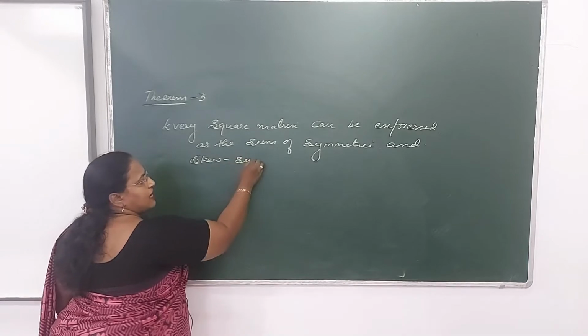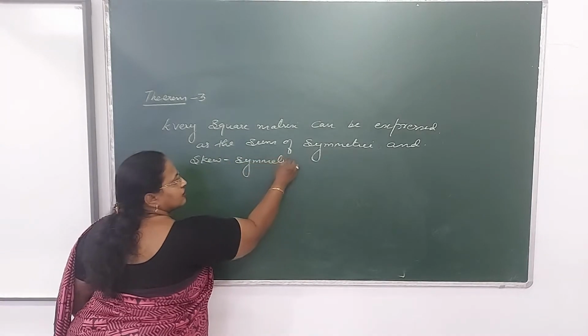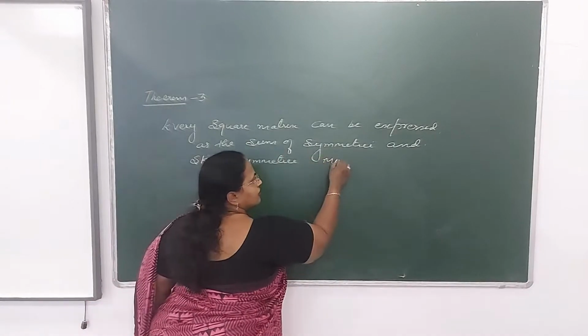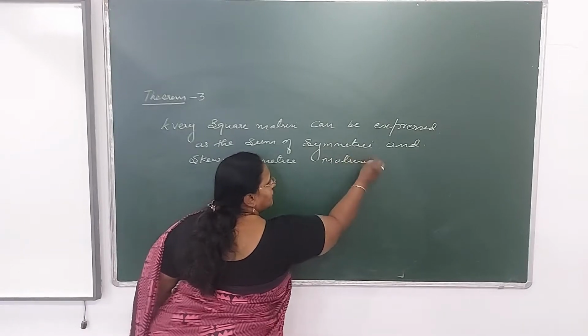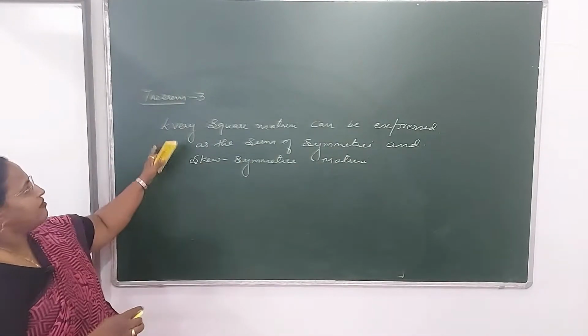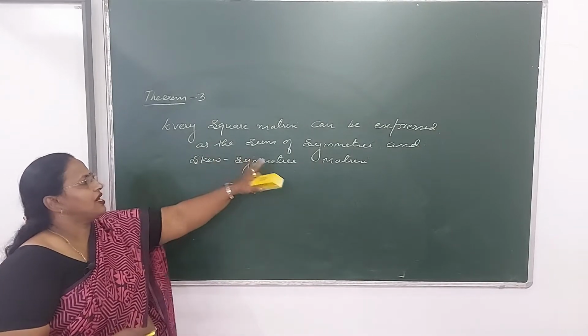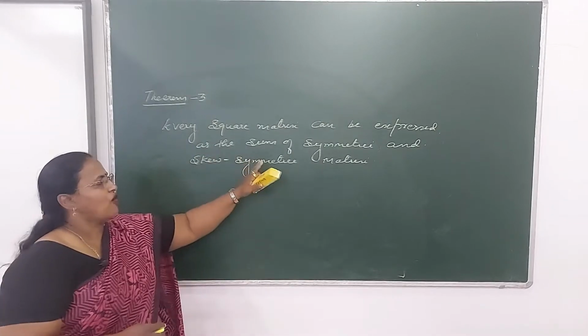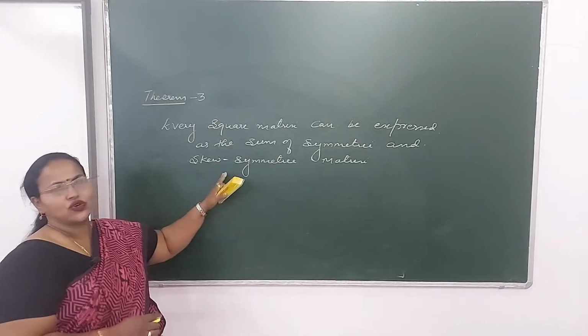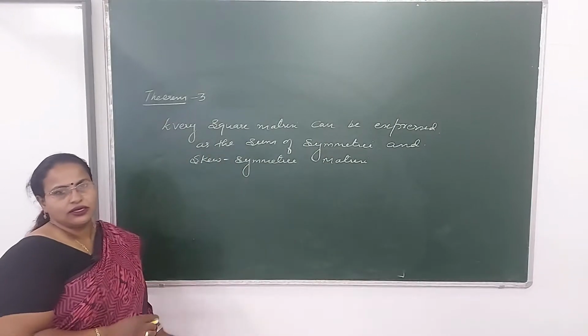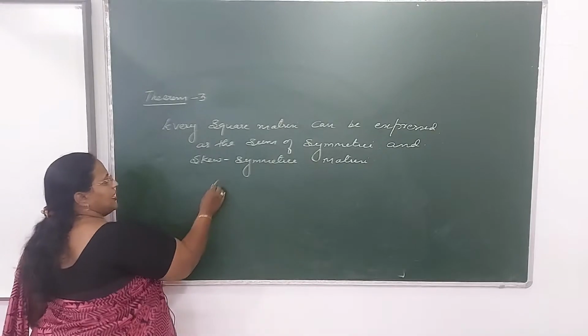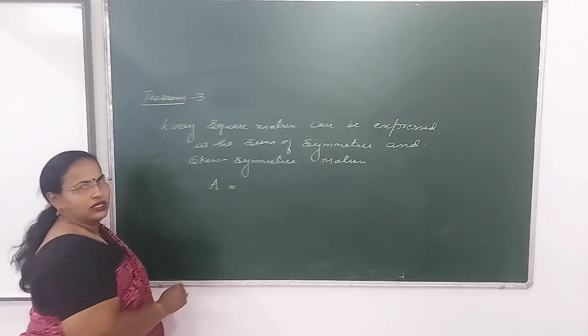Skew symmetric matrix. Let me repeat it again. What does this theorem state? That every square matrix can be expressed as the sum of a symmetric and a skew symmetric matrix. Okay, let us see this. Let A be a square matrix of any order.